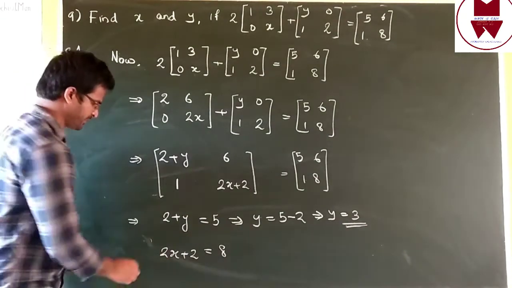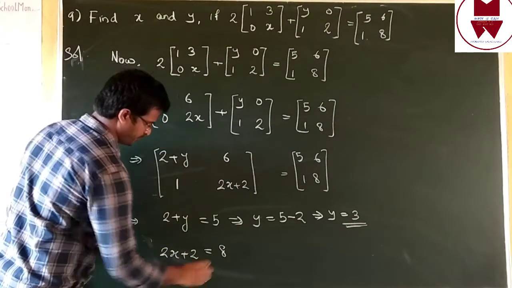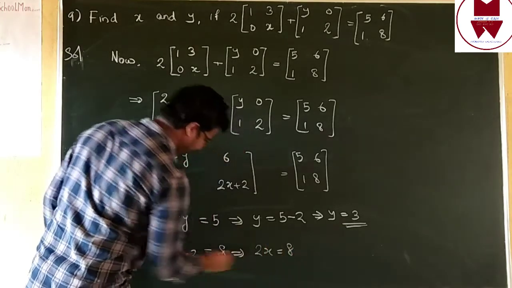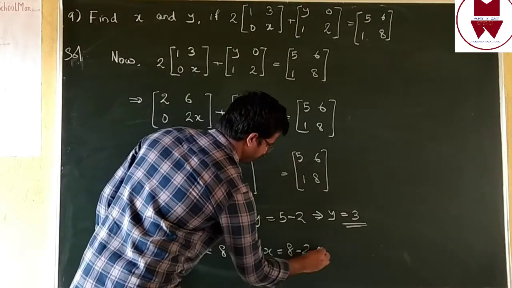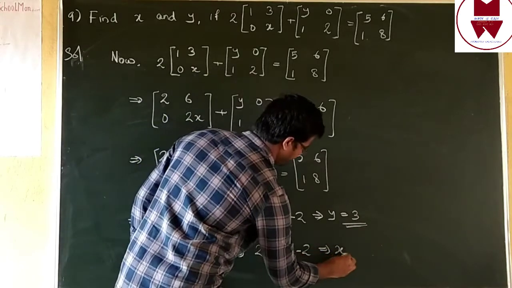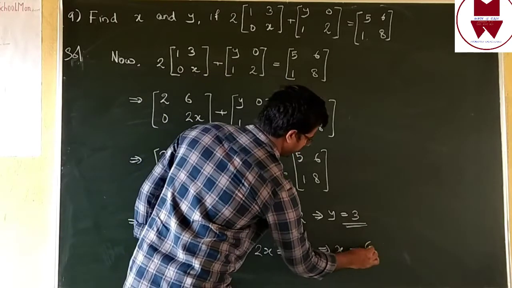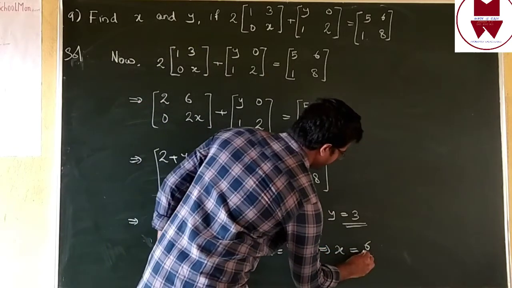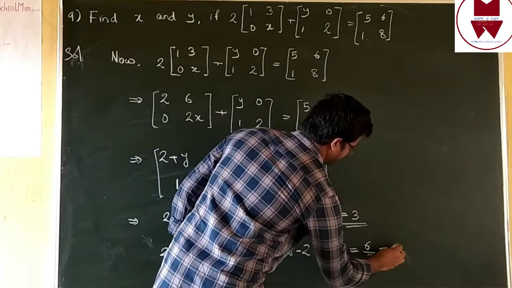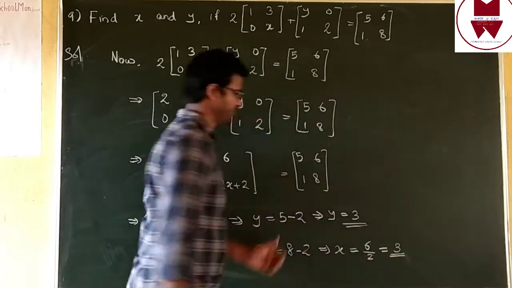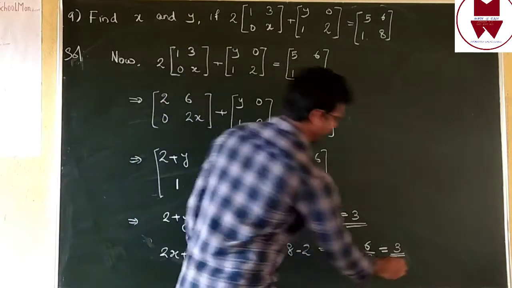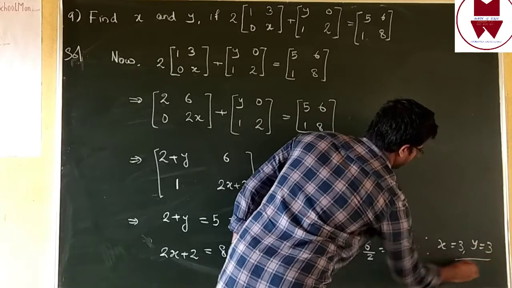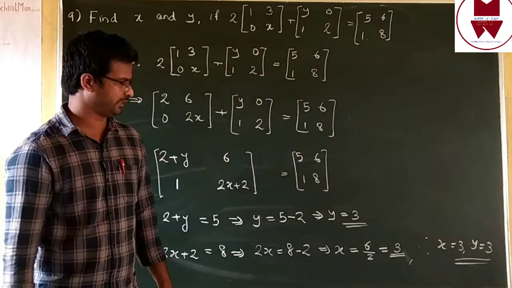Then from the second equation we get 2x plus 2 equal to 8. That one we can write 2x equal to 8. This 2 bring to the right side, that will be minus 2. Then 2x equal to 8 minus 2 is 6. And 2 is there with x, the 2 bring to the right side, that will be divided by 2. 6 divided by 2 is 3. Now we got both answers. Therefore x equal to 3, y equal to 3. Both answers 3.